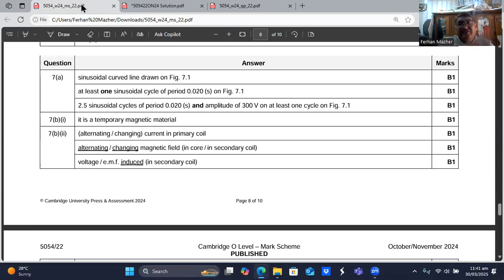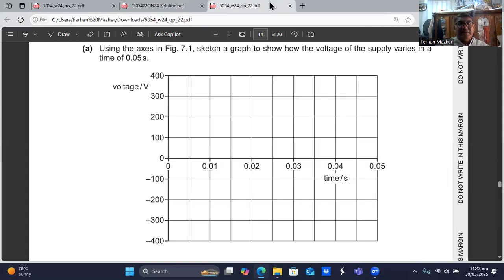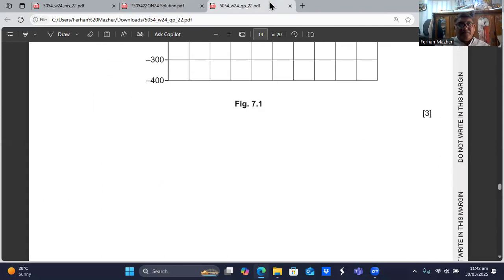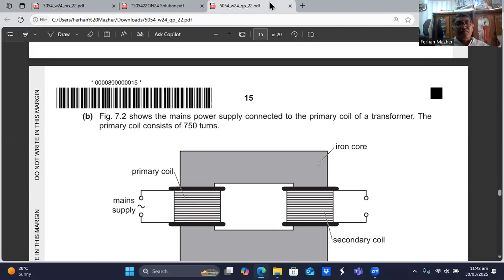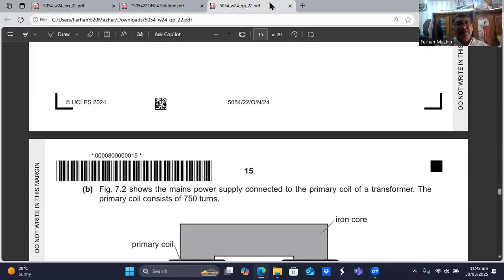The shape is called sinusoidal. A curved line drawn on figure 7.1, at least one sinusoidal cycle of period 0.020 seconds, 2.5 sinusoidal cycles of period 0.020 seconds, and an amplitude of 300 volt on at least one cycle on figure 7.1. So our answer is right. This is how you will draw this. Okay. We're done with this.